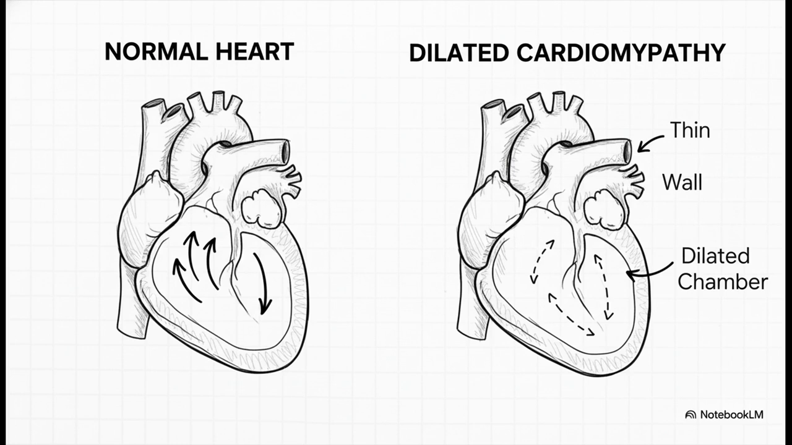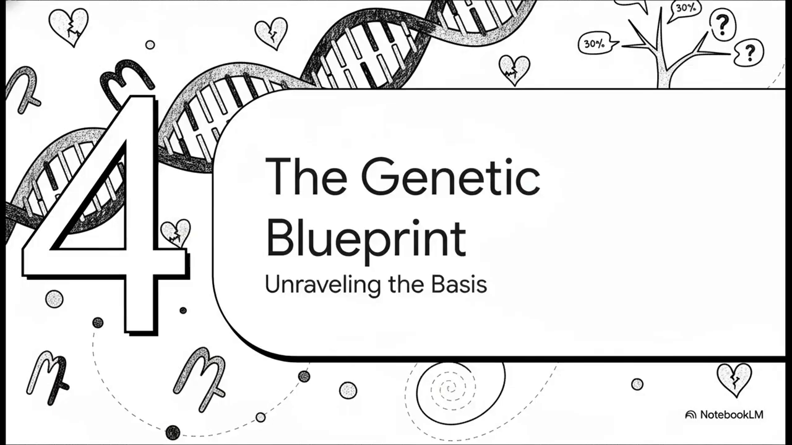In a young guy like this, after we've made sure he doesn't have coronary disease, hypertension, or valve problems, we can confidently make the diagnosis primary dilated cardiomyopathy. So we know what he has. The next huge question is why he has it. And given his young age, our suspicion for a genetic cause goes way up.